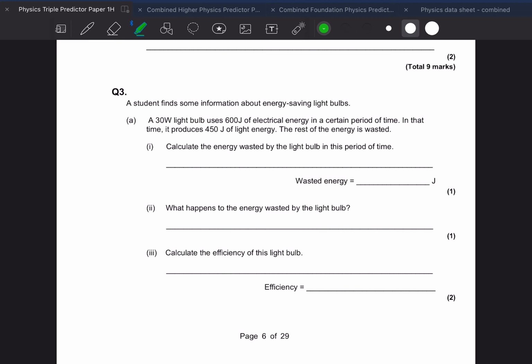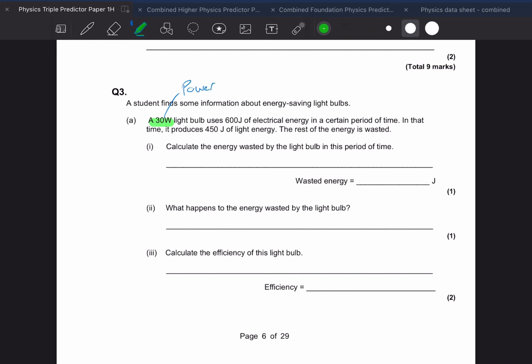Okay, time to look at question 3. Make sure you've attempted it first. The first question is going to be a calculation. So we've got some numbers. So we've got 30 watts. So watts unit is going to be power.